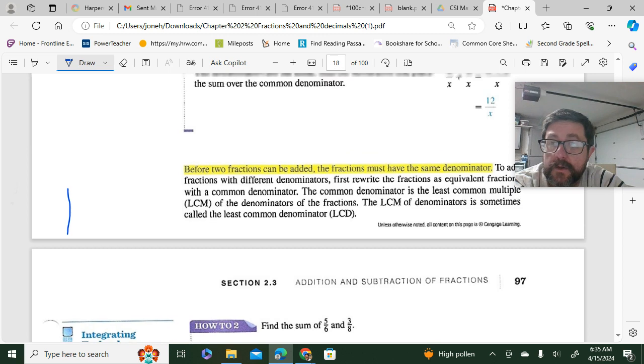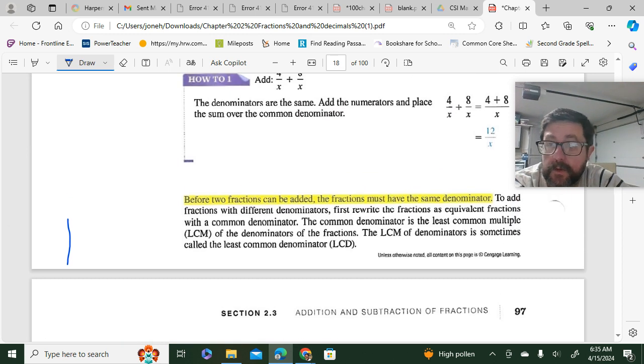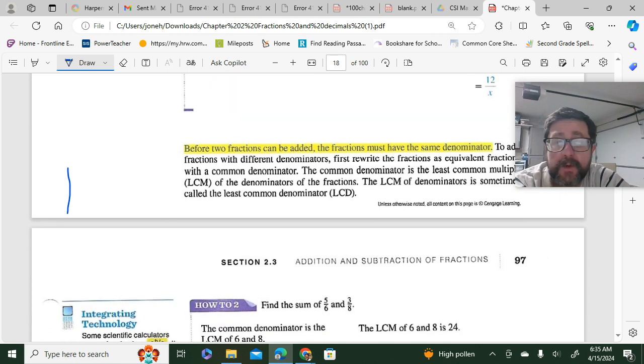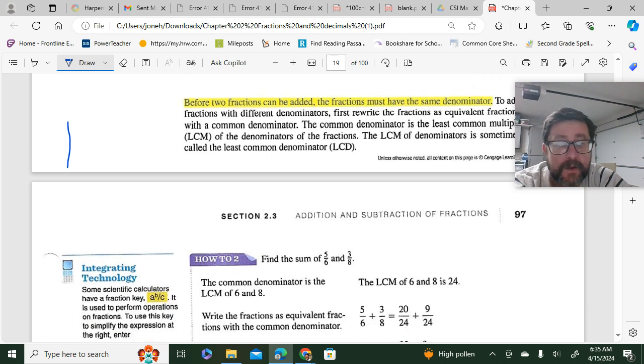Oops. Let's move that down a little bit so my head's not blocking. To add fractions with different denominators, first rewrite the fractions as equivalent fractions with a common denominator. The common denominator is the least common multiple. That's why we studied that a little bit. I'm going to show you how to figure out the least common multiple. Then I'm going to show you how to do it with a calculator.